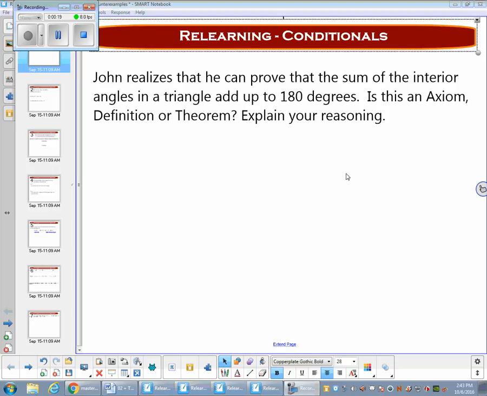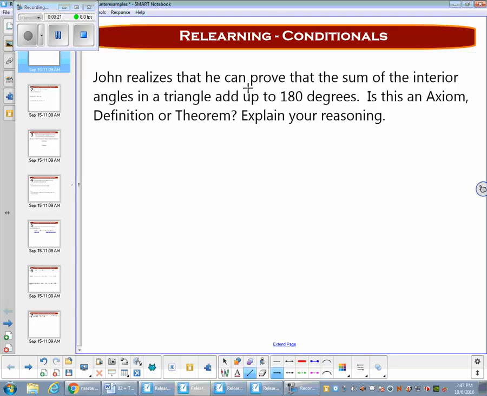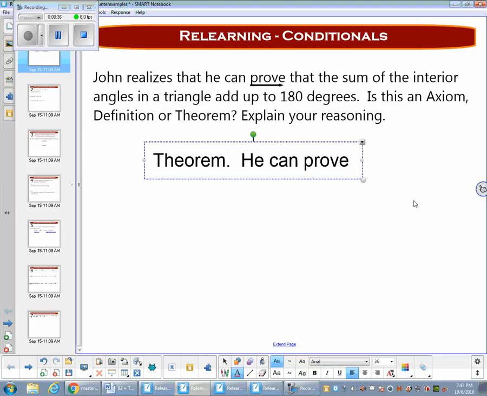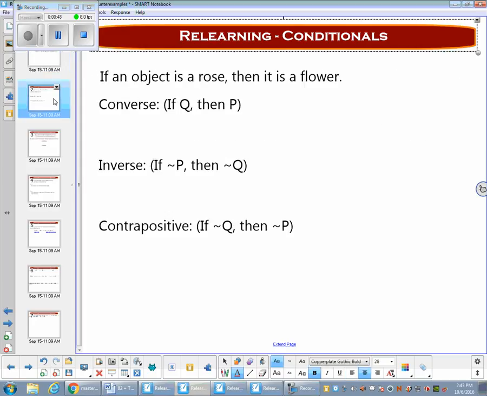Well, the main thing you look for here is, can he prove it? And yes, he can. Since he can prove it, we know that this has to be a theorem. And your reasoning is because he can prove the statement. Now, axioms we accept to be true, and our definitions are meanings built off of other things. So theorem is the only thing that makes sense here.